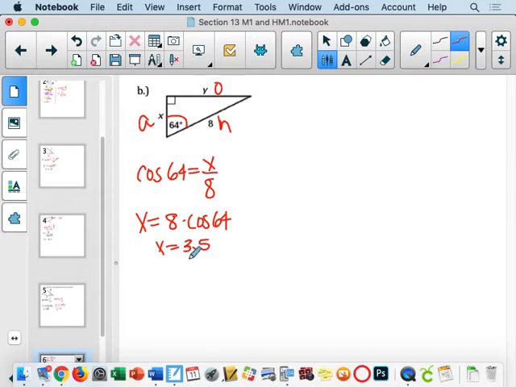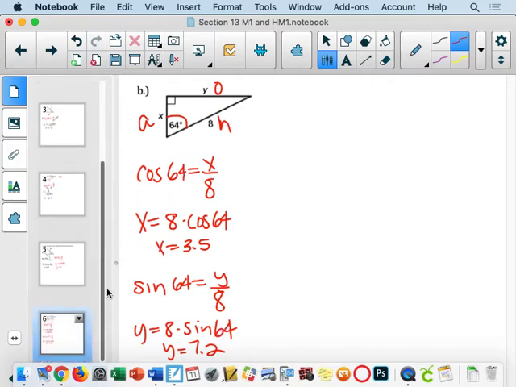Then for y, I used sine. So the sine of 64 equaled y over 8. Again, multiplying both sides by 8, and so we're going to have y equals 8 times the sine of 64. That's what you type in your calculator. And my answer is 7.2 rounded to the nearest tenth.